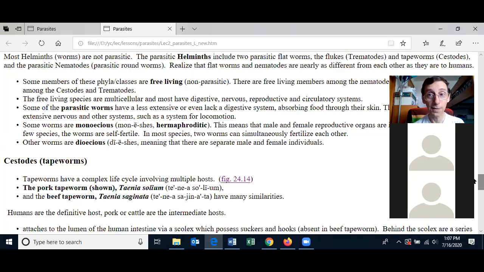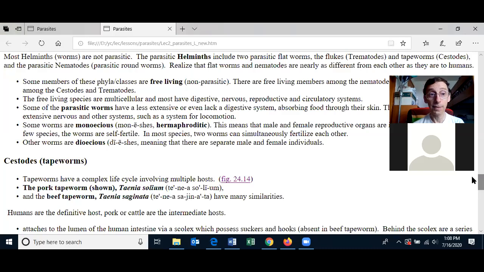All of the trematodes and the cestodes are parasitic, but I'm not sure how many. It's probably the majority of the platyhelminths are free-living and not parasitic. And then of the parasitic nematodes, we're only going to talk about the parasitic ones, but please understand that there are many more nematodes which are free-living, and they are not parasitic. Okay, any question about that?